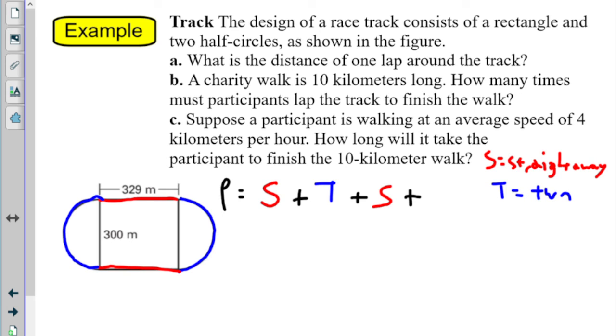So we've made the final turn. So to get our perimeter, we're going to add all those pieces together. All right. So first of all, our straightaway. Well, we don't need any formula for the straightaway because that's just a straight line segment. So that's going to be 329. Done. But the turns are a little more complicated.